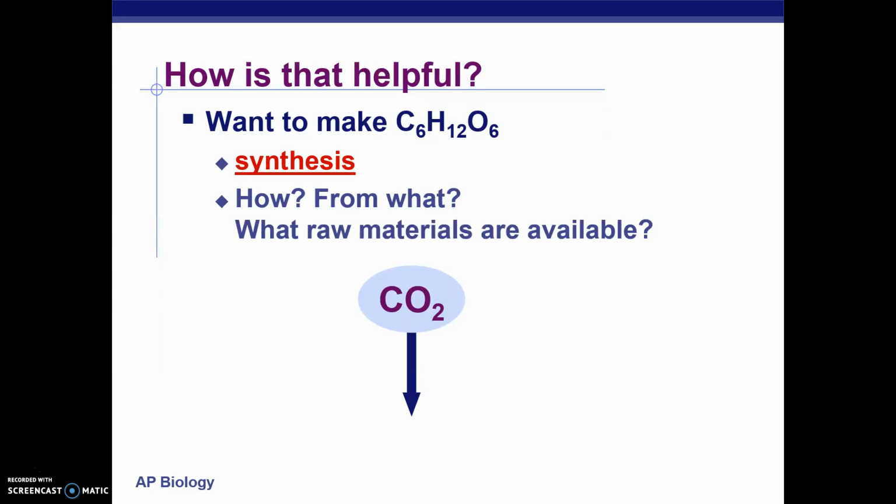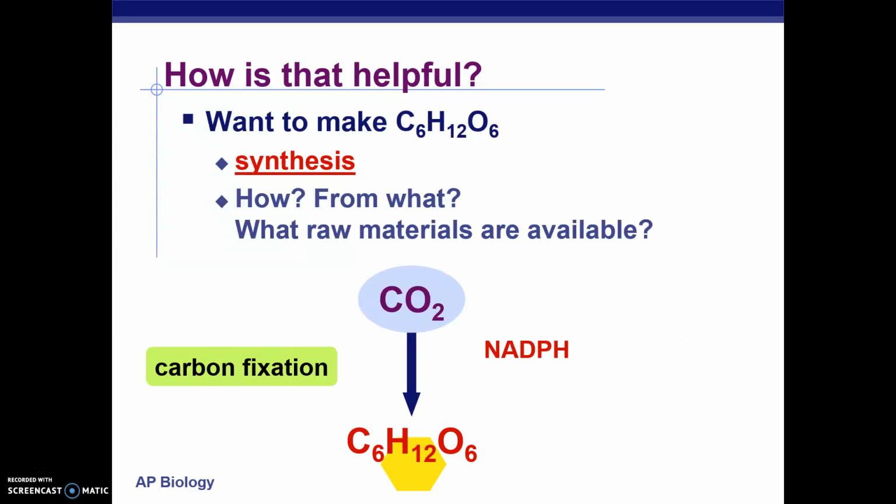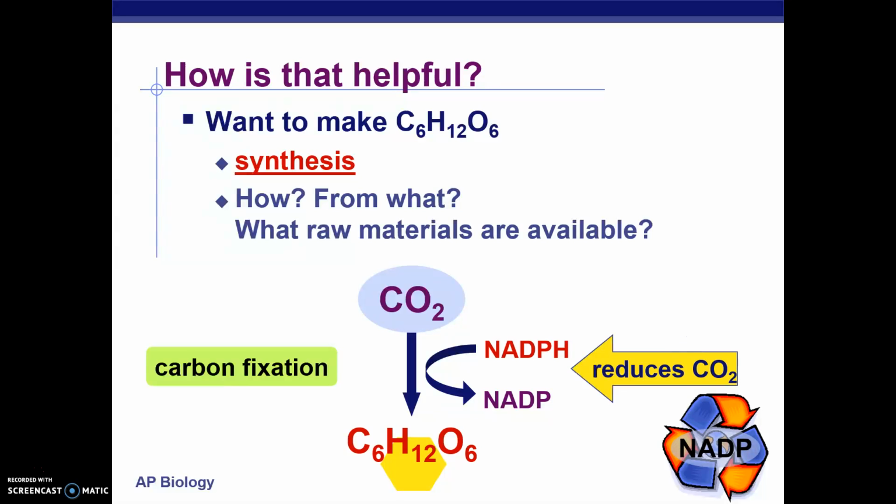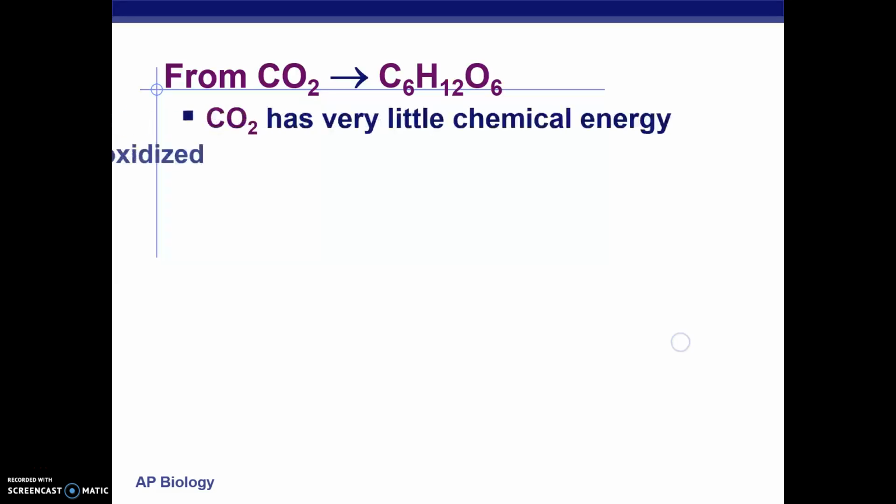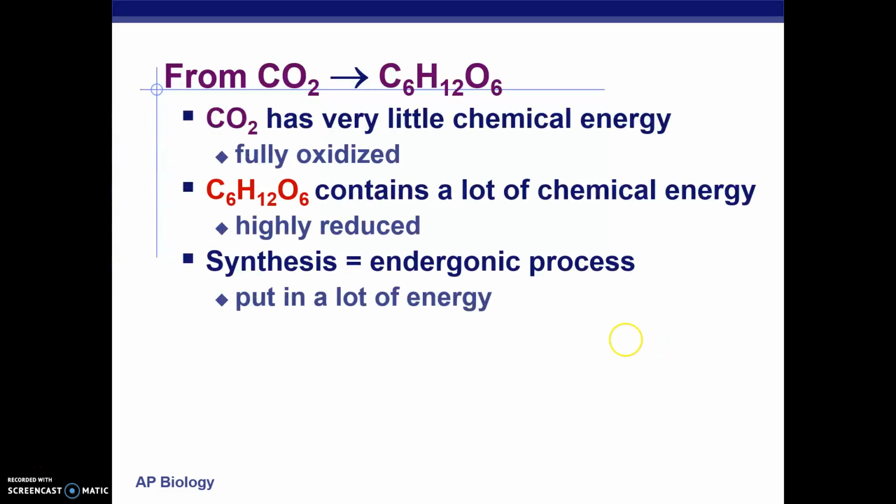So to make sugars, the raw materials required are carbon dioxide and the reducing power from NADPH. That will help us fix the carbon from the carbon dioxide and convert it into sugars. Carbon dioxide has very little chemical energy, and once it is reduced, it will contain a lot of chemical energy. It is an endergonic process and will require a lot of input of energy.